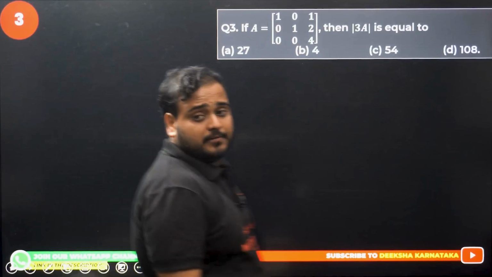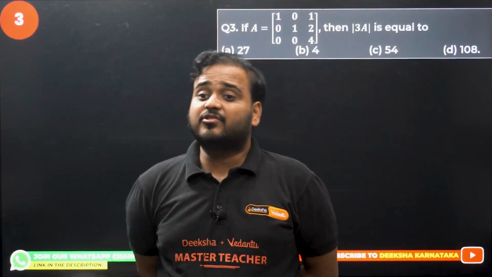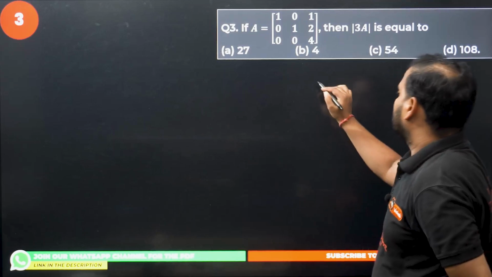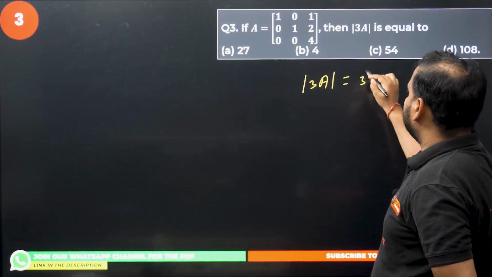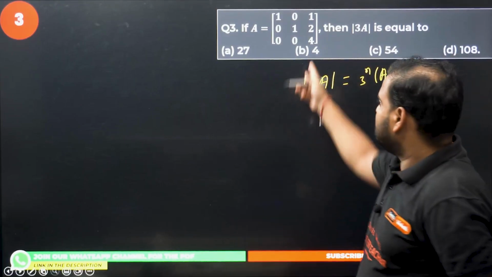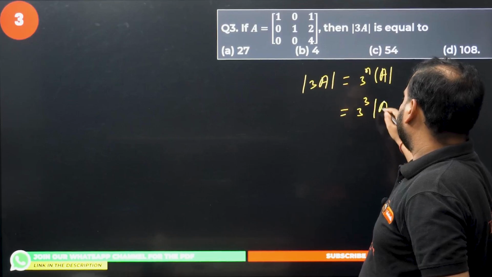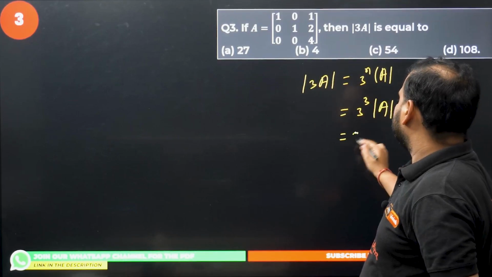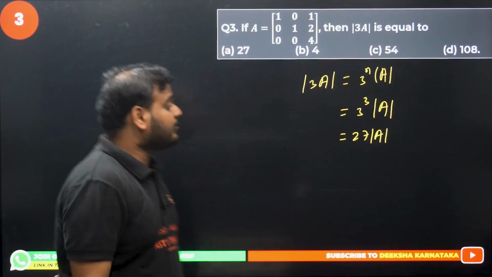So 3 is what? It's a 3 cross 3 matrix. Okay, they're saying 3A is equal to what? 3A in determinant, the property is there, 3 power n, determinant A. What is n here? N is the order. In this case, order is 3. So 3 power 3 determinant A means 27 times determinant of A. That's my answer. But I have to find determinant of A as well.